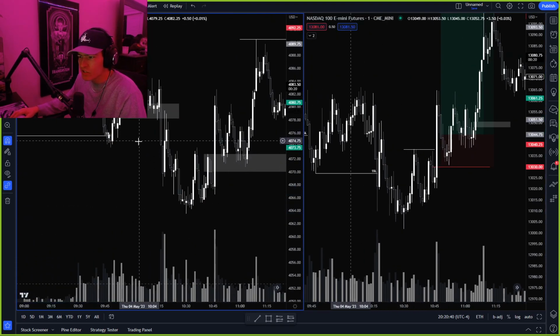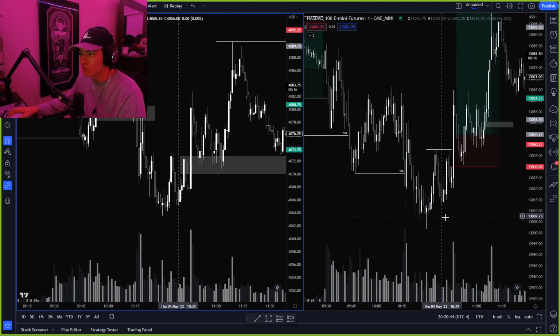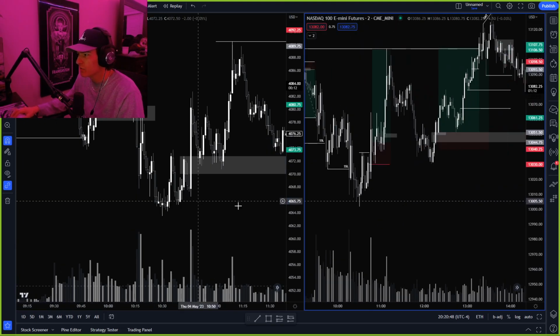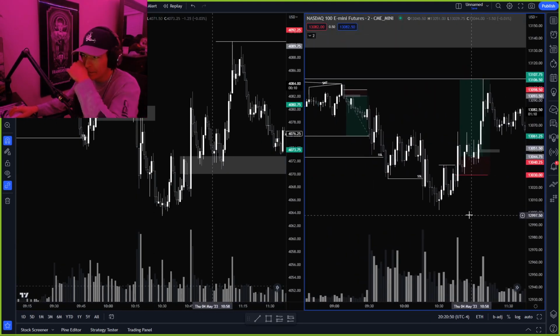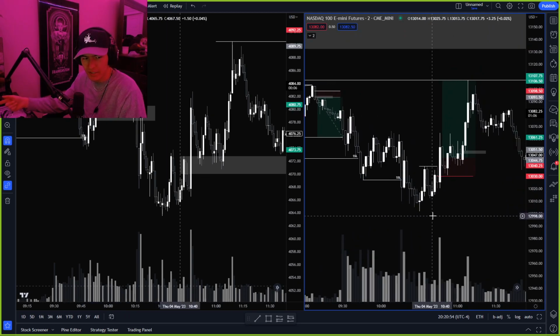ES has swept that external low. NQ has swept the low. I want to see if we can get now a break of structure. So after we sweep that external, we then sweep an internal level, looking at a higher time frame like a 2 minute. We then sweep this internal level. So now I want to see a high put in and a break of that high with decent displacement. And that's what I get here, right?